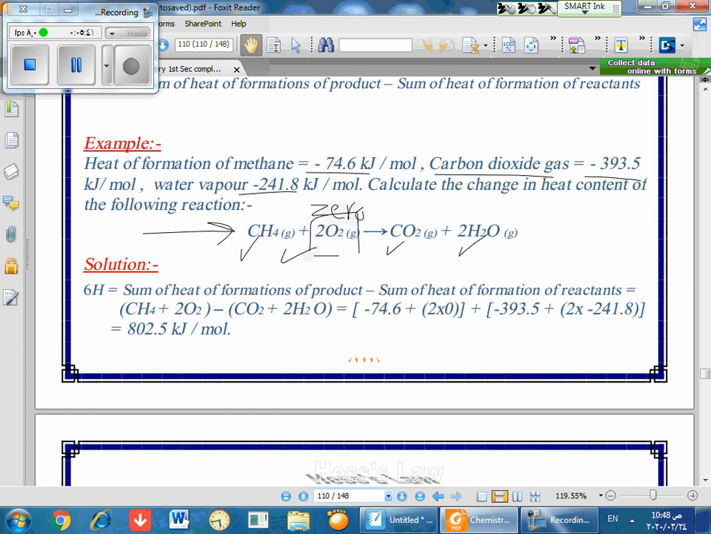It is the sum of heat of formation of products minus the sum of heat of formation of reactants. Heat of formation of products: CO2 plus 2 moles of water, the heat content of CO2 plus 2 times the heat content of water, minus the reactants, 2 times 0 plus the heat content of methane. Delta H for this reaction equals 802.5 kilojoule per mole. Okay?